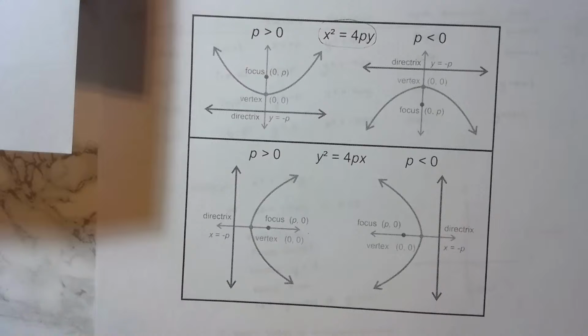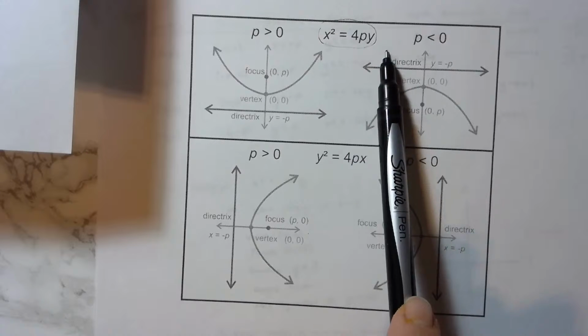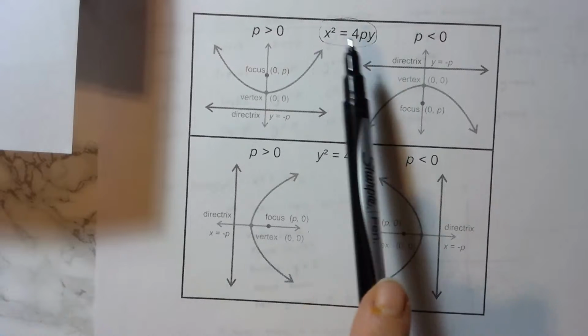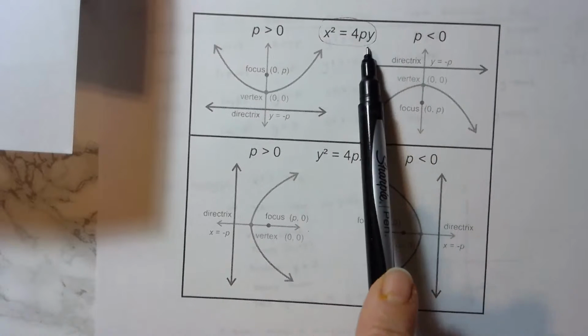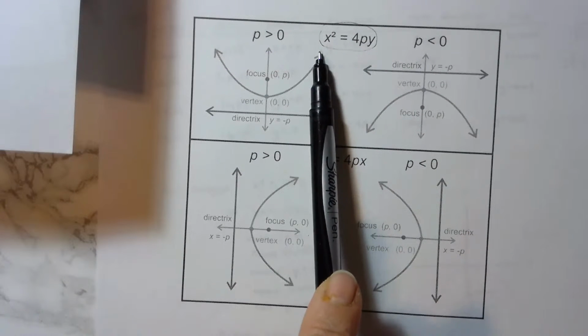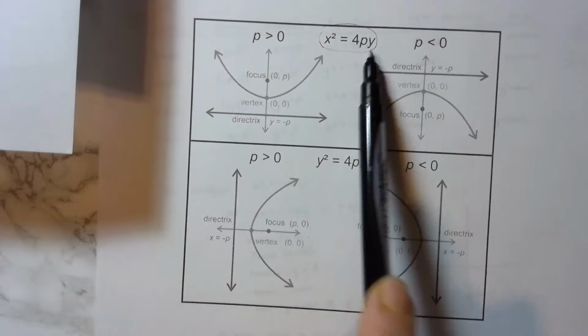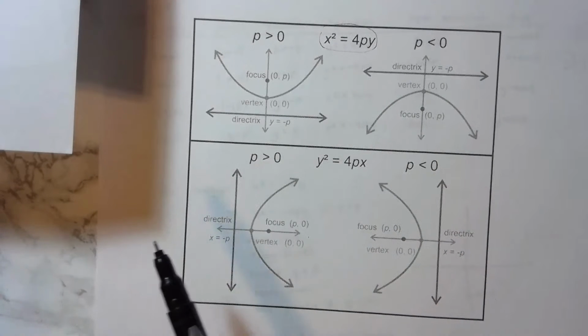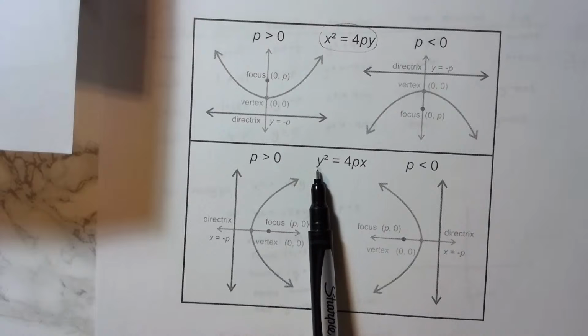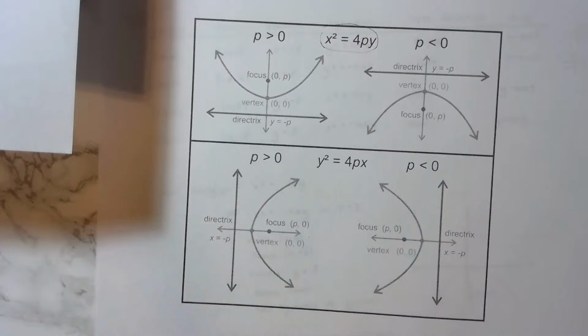The big thing is that kids always get confused between, is it x squared equals 4py or is it y squared equals 4px? If it opens up or down, it starts with x squared equals 4py. So if there's an x squared here, there has to be a linear y over here. This is the quadratic term, and this is the linear term. On the other hand, if it opens left or right, it's going to start with y squared as the quadratic term, so to speak, and x is the linear term.